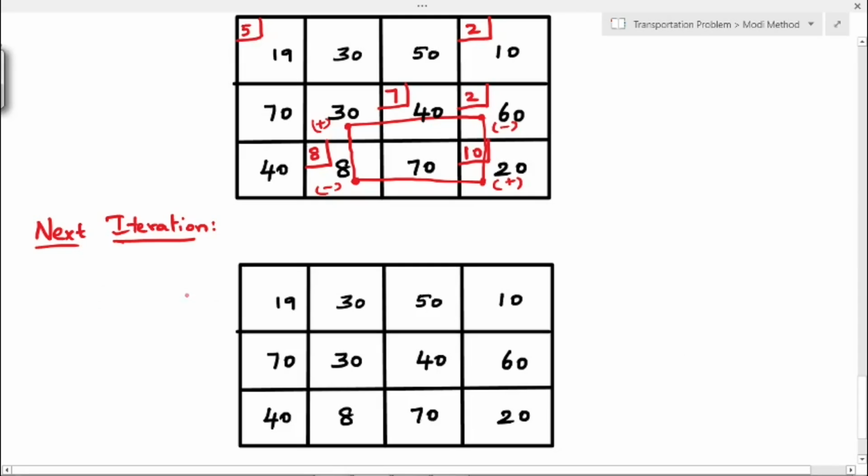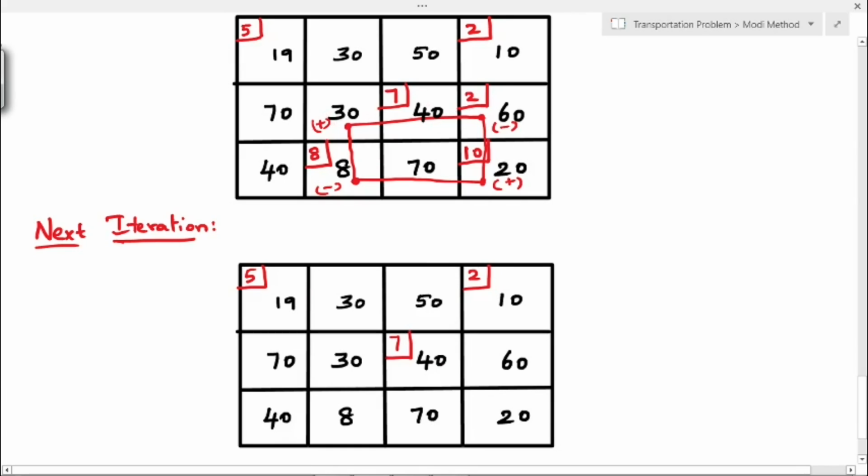For the next iteration I have written the table, and we have to write the allocations without any change. So first I have written 5, that is no change. Similarly this 2, here also there is no change, and this 40. Here we have 7, this is also no change. The remaining 4 values are in the loop. So first consider the minimum negative allocation, that is 2.